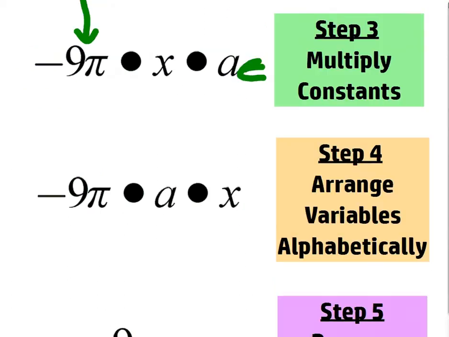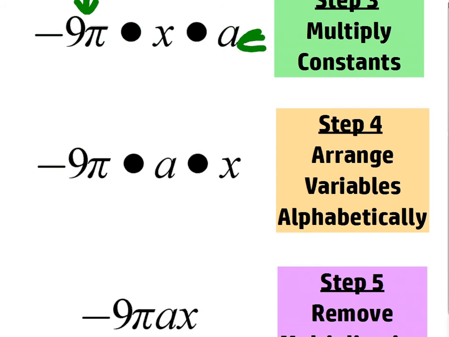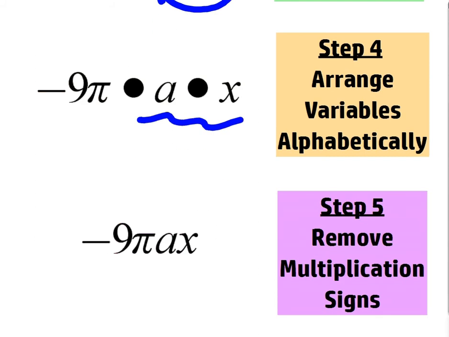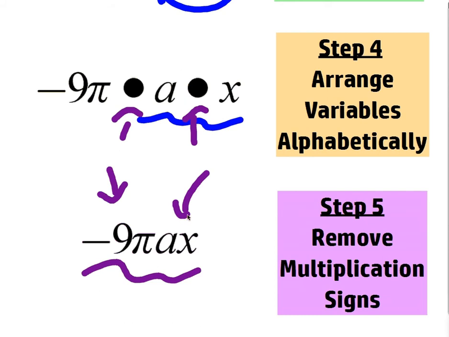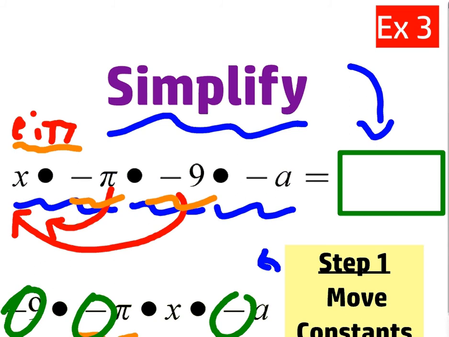Just multiplying our constants. Next up, we're going to arrange alphabetically, so that means a goes before x, just like in the alphabet. And then finally, we get rid of our multiplication signs. So this sign and this sign go away, and the final answer is negative 9 pi ax, as weird as that looks. So notice our constants come first, and then our variables come second, and something that's kind of halfway in between, which is pi. It's not a variable, but it looks like one. It goes in between the normal numbers, as we say, and the variables. So the answer to our original question is negative 9 pi ax.